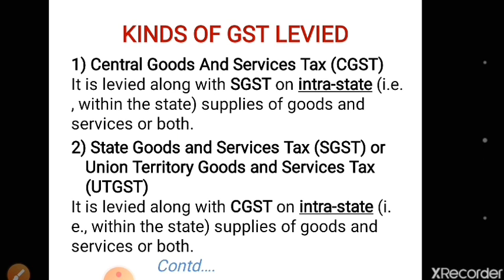Kinds of GST levied. Students, at central level there is central goods and service tax, that is CGST. When goods are sold and bought within the territory of a state, two types of GST are levied, that is Central Goods and Service Tax CGST and State Goods and Service Tax, that is SGST. In case of Union Territory, there is Union Territory Goods and Service Tax.